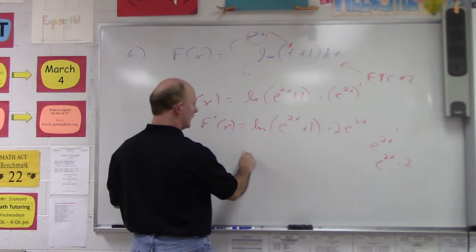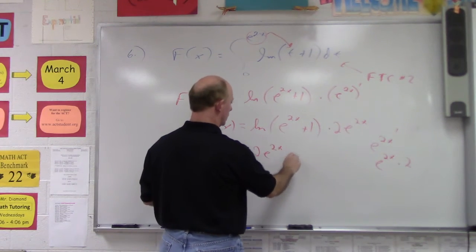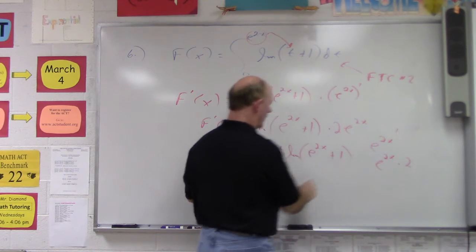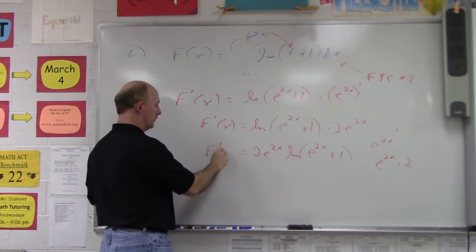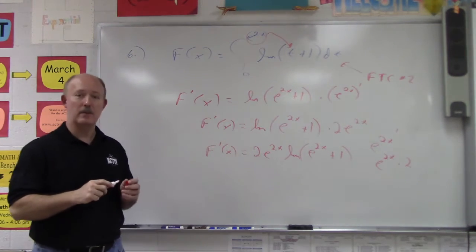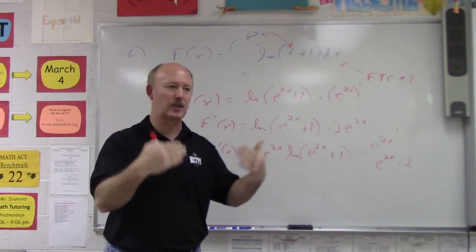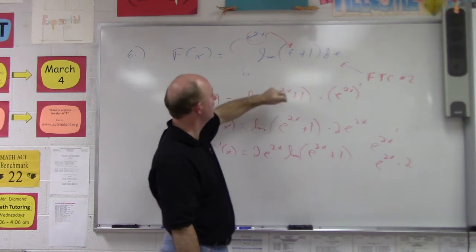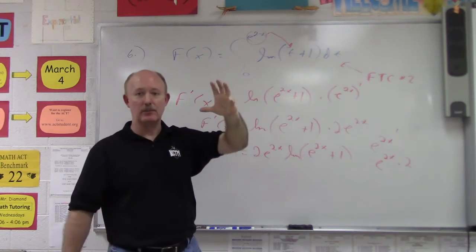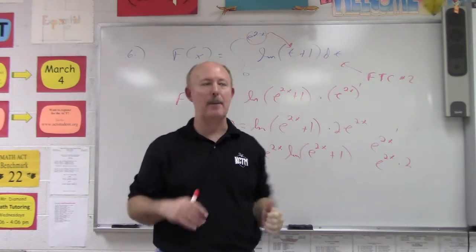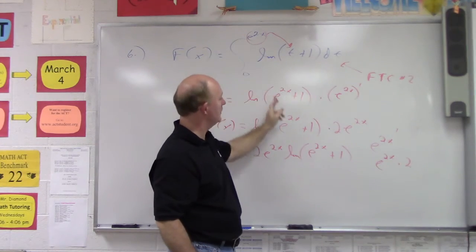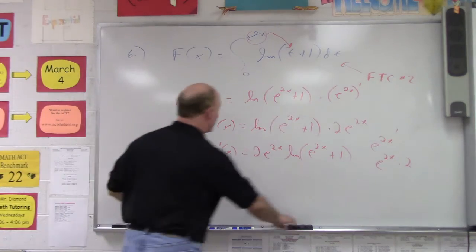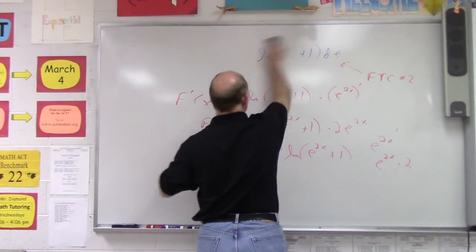And so simplifying this will be 2e to the 2x natural log e to the 2x plus 1. So this is our derivative now. You've got to use the fundamental theorem of calculus, part 2, to find the derivative of this integral function. All you do is substitute the upper bound in. The upper bound has to be your variable. If it's not, then you've got to flip it and take the opposite, right? So you just have to substitute it in times the derivative of e to the 2x, and that's our derivative now.